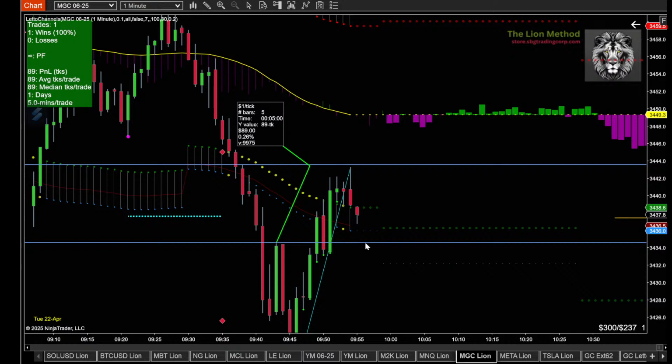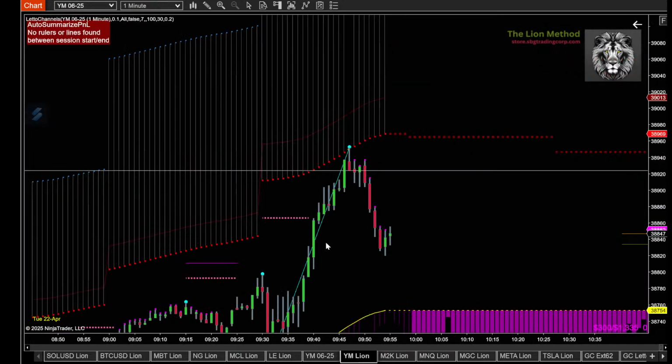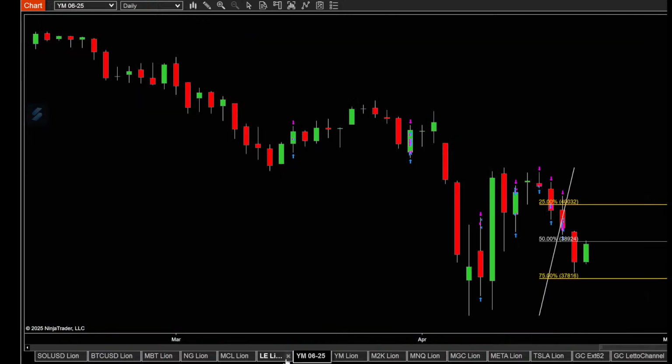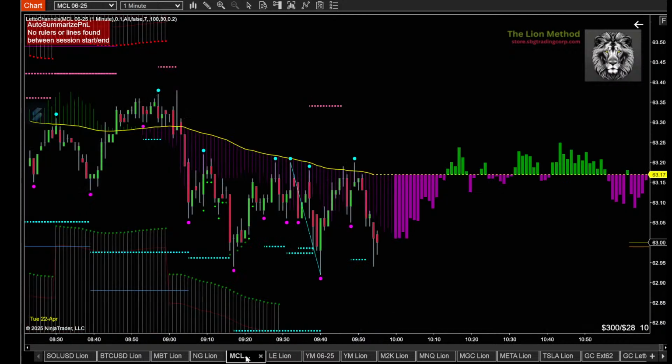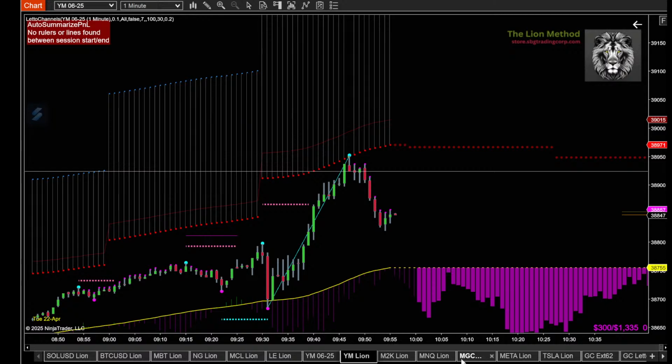Technically, I still had my stop down at the bottom blue line. See where we're at on other markets. YM. If this is an extension dot down here, I would consider it. I would consider going short. Live cattle still up here. Our extension dots are printing. Overbought.